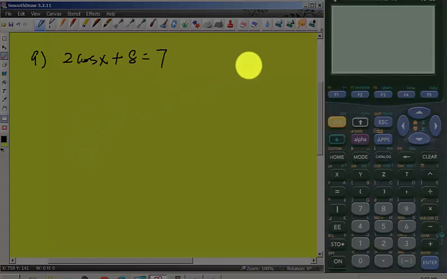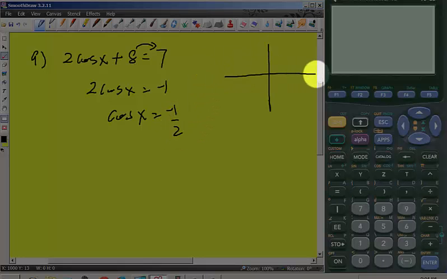Alright, number 9. This has no domain restriction, so we're in good shape. Okay, take this to the right. I get 2 cosine of x is equal to negative 1. Divide by 2, cosine of x is equal to negative 1 over 2. Okay, where is cosine of x equal to negative 1 over 2? It's negative 1 over 2 here.